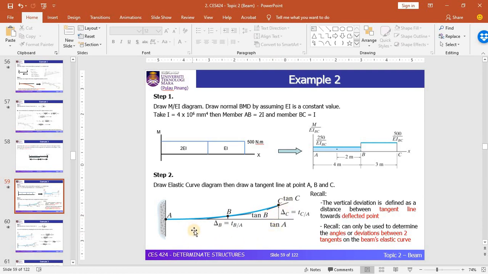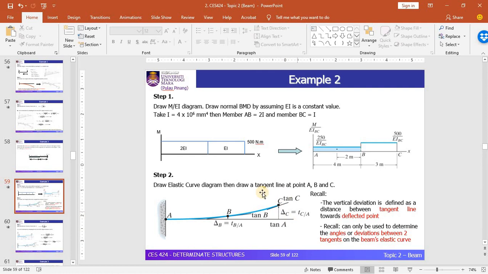As usual, we need to use the tangent line from the support. The tangent line from the support, you can see here, is basically horizontal. For the tangent line at B, you can use your ruler, touching only at point B, so you will get the tangent line for B, and the same for point C. By using the ruler, you can get the tangent line for C.